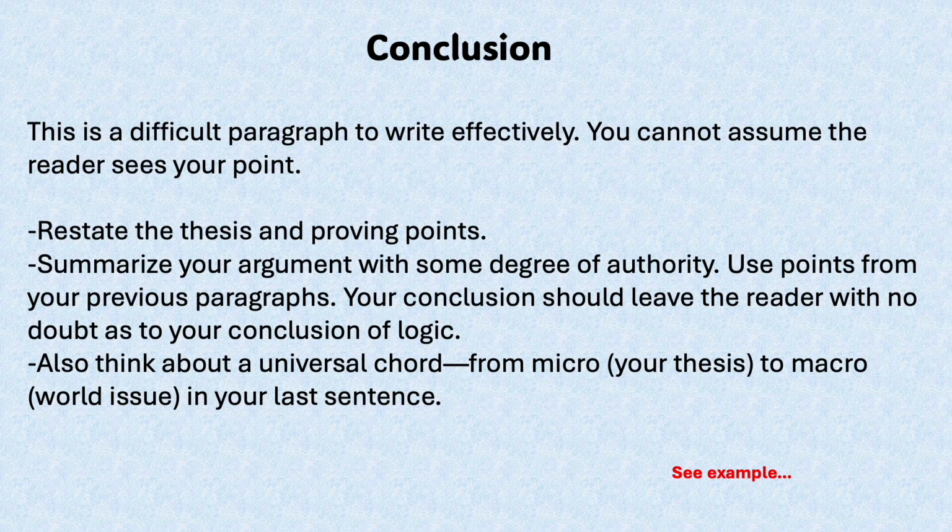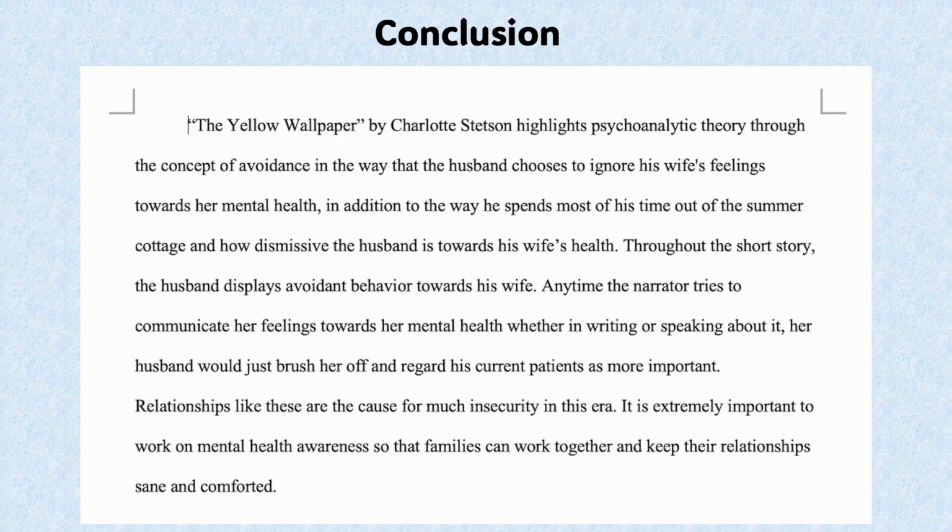You've come to the end of your strong essay, which needs a strong conclusion. This is a difficult paragraph to write effectively. You cannot assume the reader sees your point. So, restate the thesis and proving points. Summarize your argument with some degree of authority. Use points from your previous paragraphs. Your conclusion should leave the reader with no doubt as to your conclusion of logic. Also, think about a universal chord, from micro, your thesis, to macro, world issue, in your last sentence. Restate, summarize, and add that universal chord.